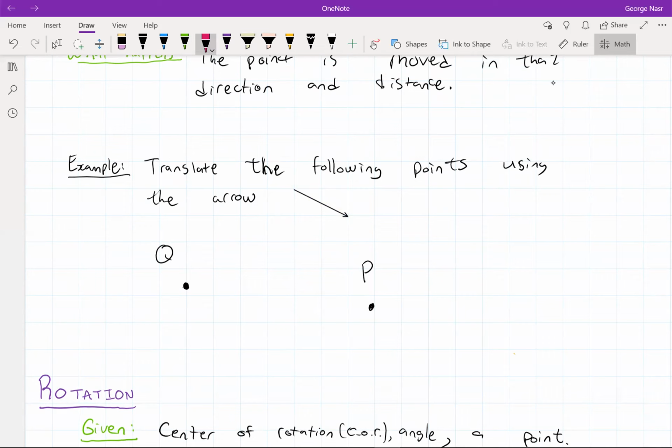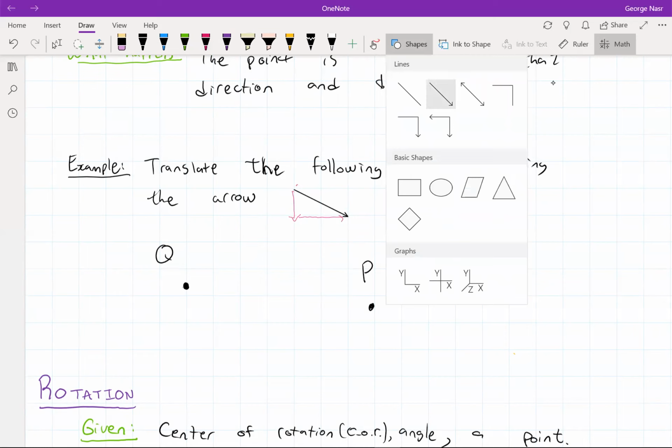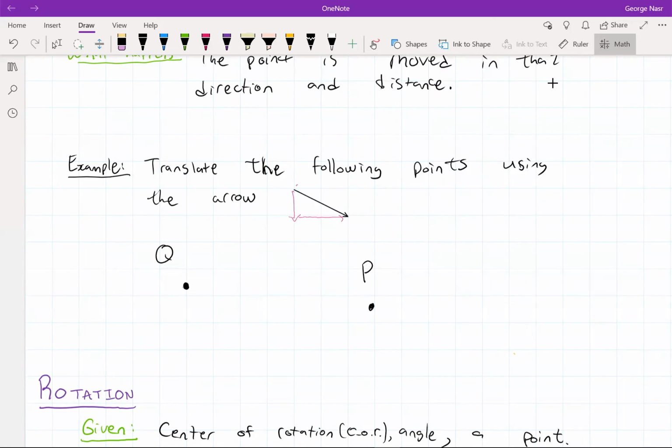So this arrow says, take your point, go down 1, and then go left 2. That's what this arrow says to do to each point. So in this case, the direction is like going that way, and the distance is captured by how long the arrow is. But I can decompose it into these two smaller pieces. So now let's do that.